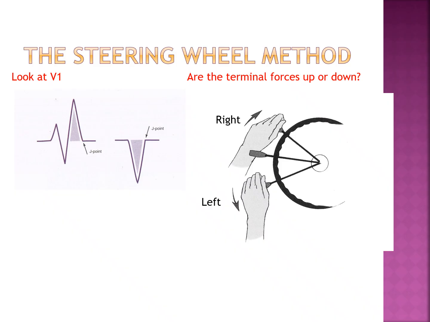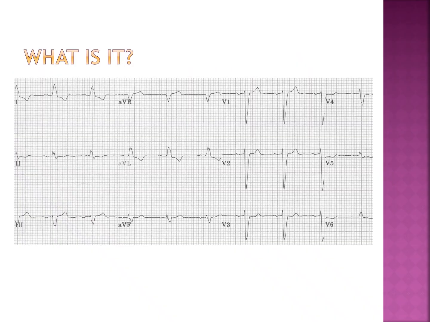So looking at V1, are they going up or are they going down? Is the QRS complex above the isoelectric line or below it? If it's above the isoelectric line, then I have a right bundle branch block. If it's below it, I have a left bundle branch block.